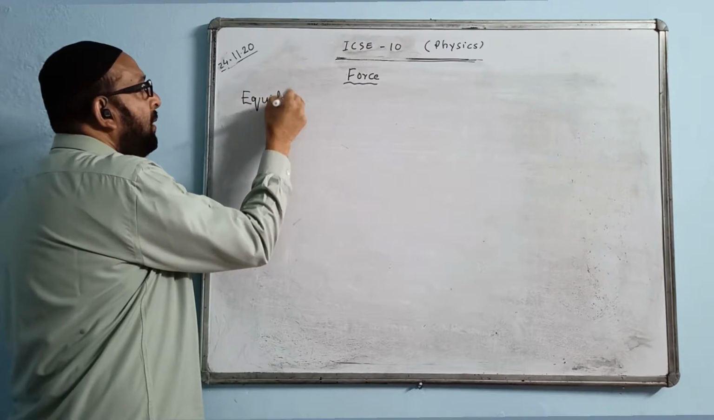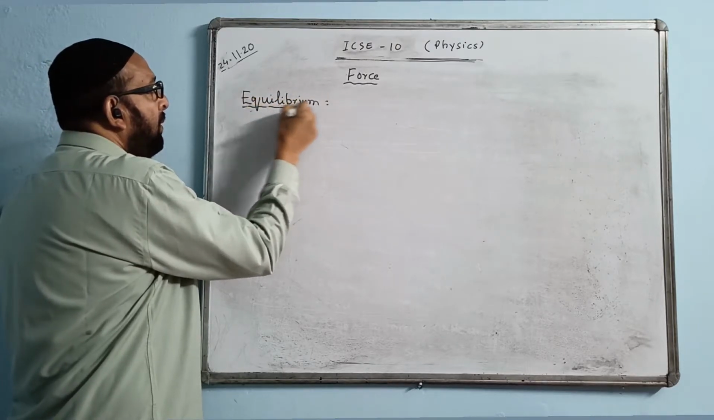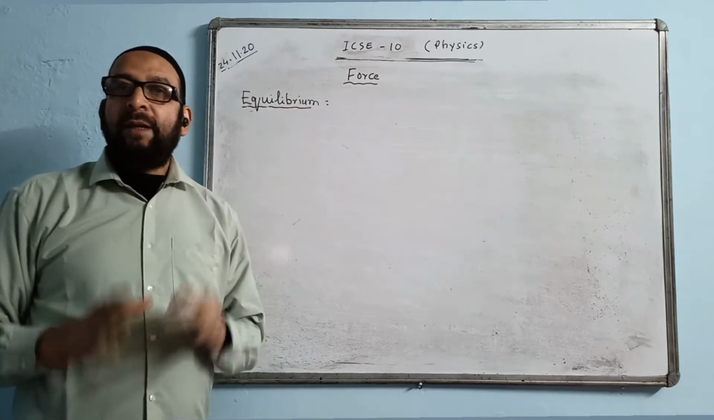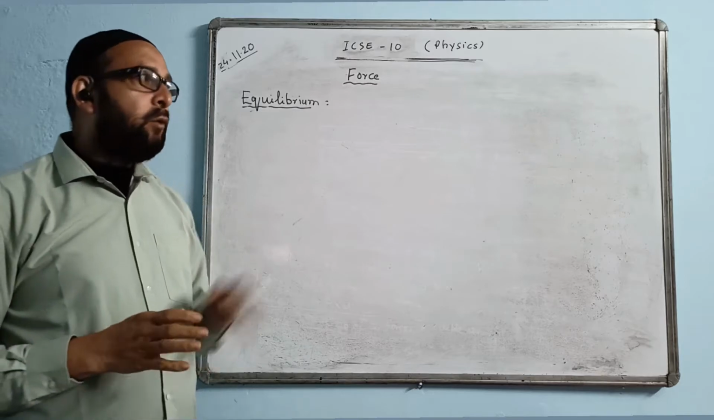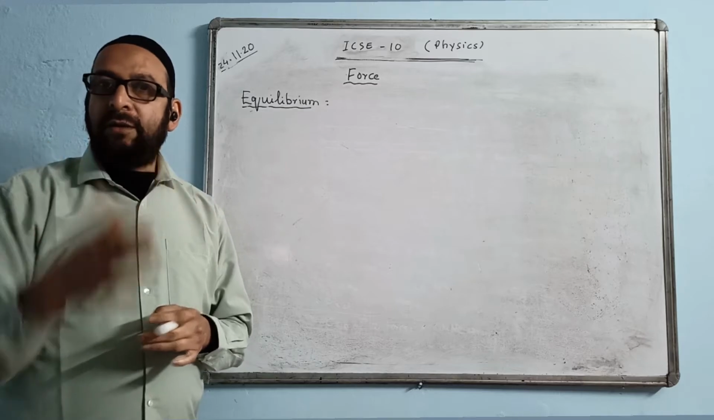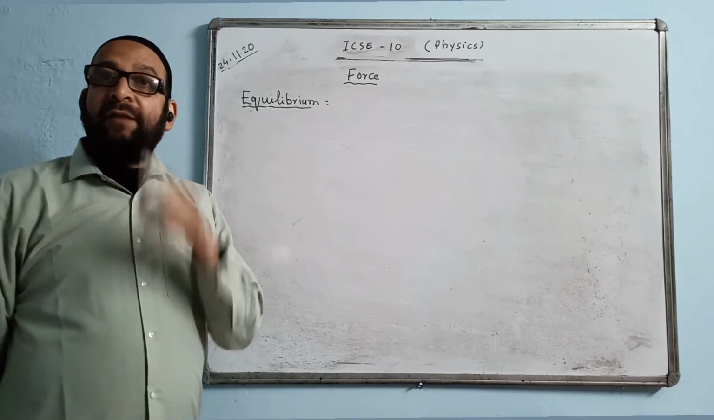Equilibrium. What do you mean by equilibrium? Equilibrium is the word which means balance. Normally its general meaning is balance. But how do we define equilibrium?